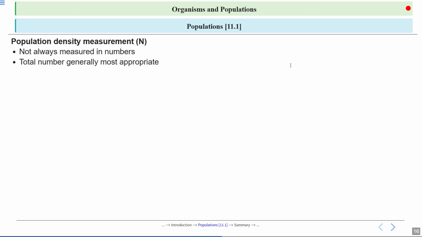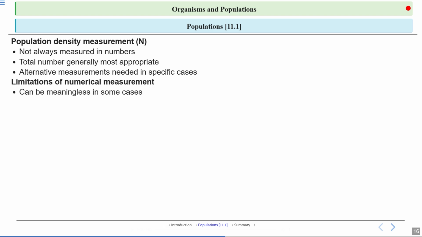Generally, the total number of individuals is the most straightforward way to measure population density. This method is often used because it's simple and provides a clear snapshot of the population size at a given time. Now, there are alternative methods to measure the population size as well. In some cases, alternative measurements are required to measure the population density. Clear?